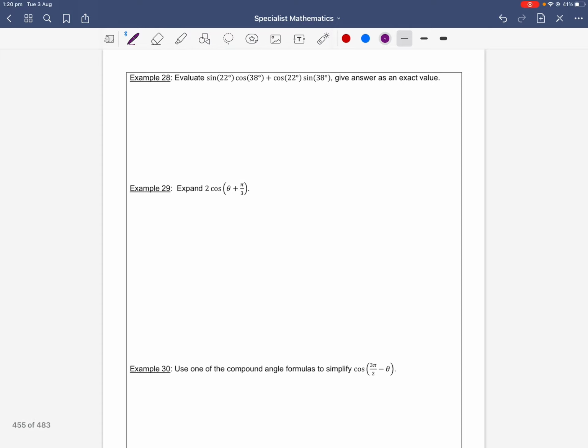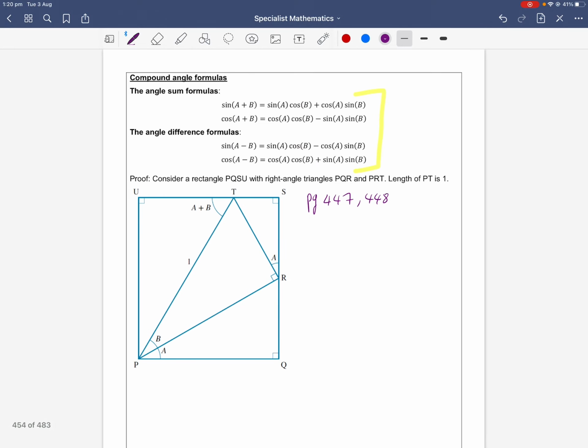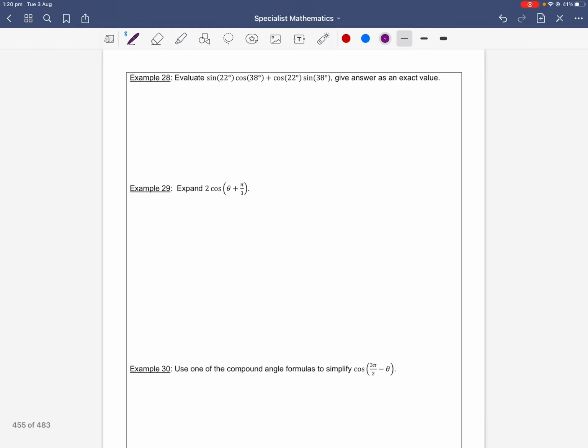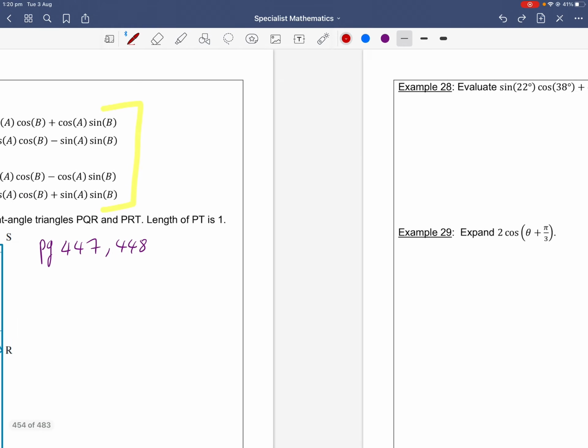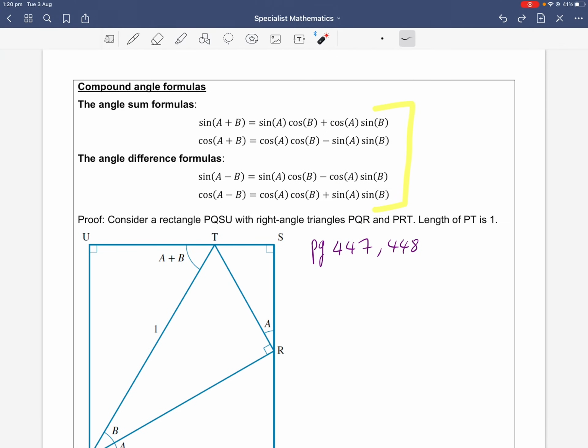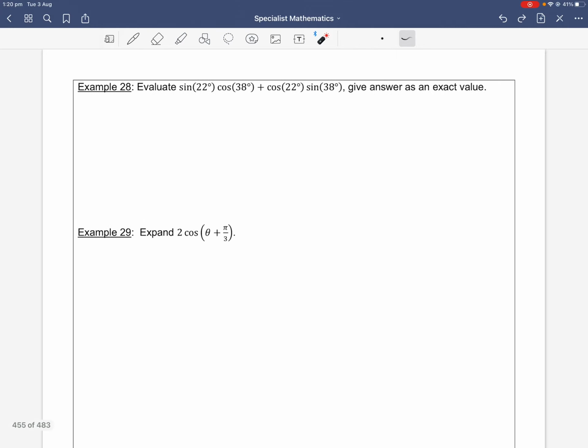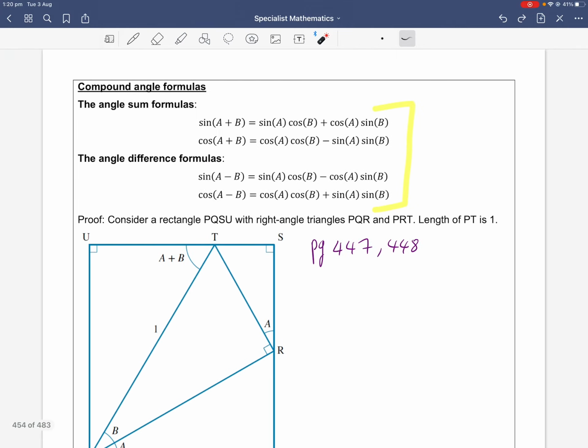So let's jump straight to example 28 over the page. It says here, evaluate sine of 22 degrees cos 38 degrees, plus cos of 22 degrees sine of 38 degrees. So it's really important for you to identify patterns because we've got multiple trigonometric identities to be able to apply. In this case, we see that we are sining and cosining the same angle, and we're also cosining and sining the same angle. So if we look at the formula sheet, we're looking at sining and cosining same angle, and we're adding the 2 terms.